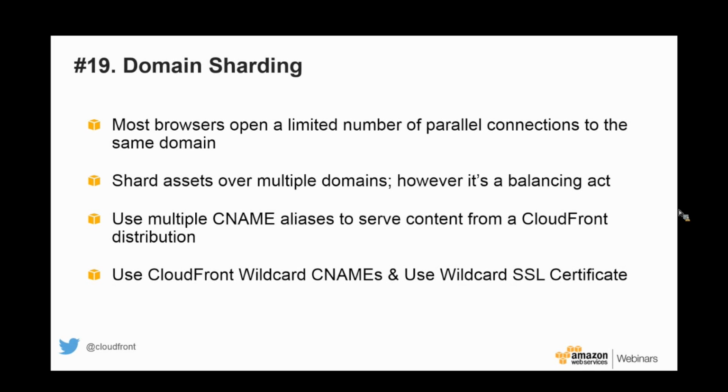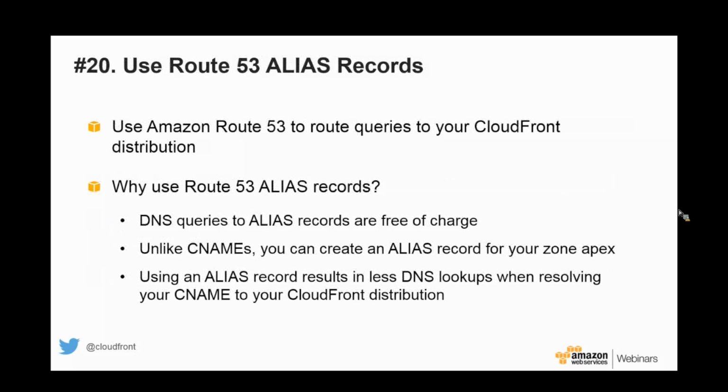You can configure multiple CNAME aliases for the same CloudFront distribution. And you can also use wildcard CNAMEs with CloudFront. So you can just say star.mysite.com. And then you have the flexibility, in your content management system, of using different domain names and sharding your domains on what you want that third level domain to be. You can also use Route 53's ALIAS records. So this is another cost as well as a performance optimization feature.